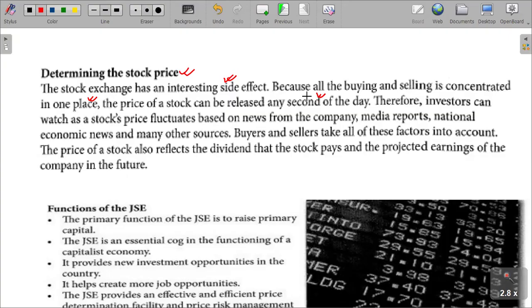So investors always watch the price changes based on the news that is provided through media reports, and these provide quite a lot of important news, which we are saying that the performance reports of companies will determine the prices of those shares.